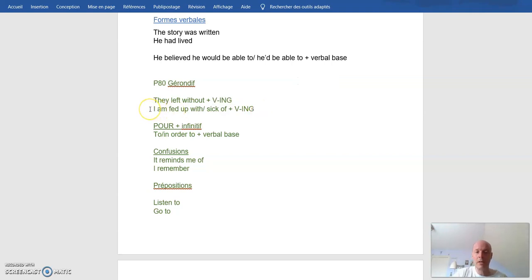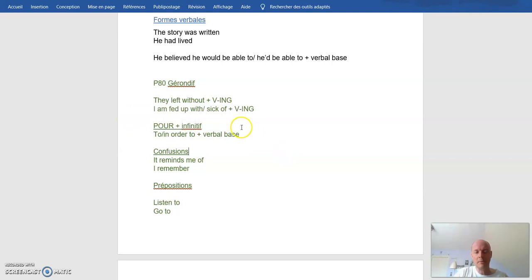Second example in the book, I am fed up with, or I am sick of, or I have had enough of, plus verb plus ing. Okay, for example, I'm fed up with working. I am fed up with studying, for example. You know, these are examples you could use. So write these two sentences in your book with plus verb plus ing afterwards.